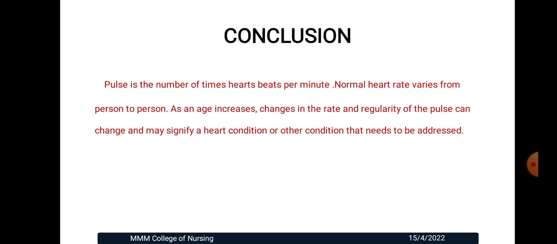Conclusion: pulse is the number of times the heart beats per minute. Normal heart rate varies from person to person. As age increases, changes in the rate and regularity of the pulse can occur and may signify a heart condition or other condition that needs to be addressed.